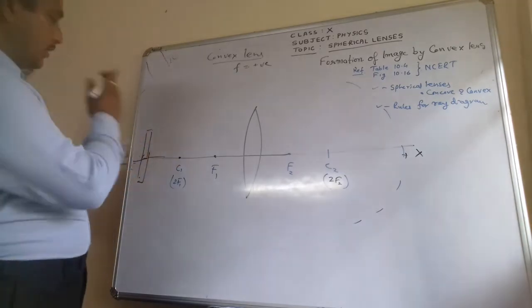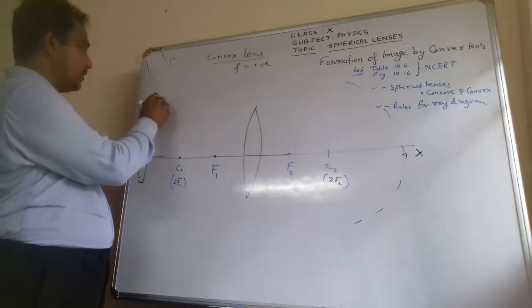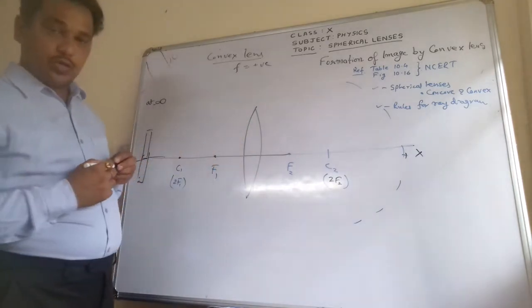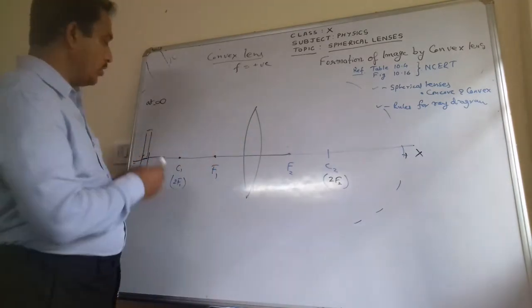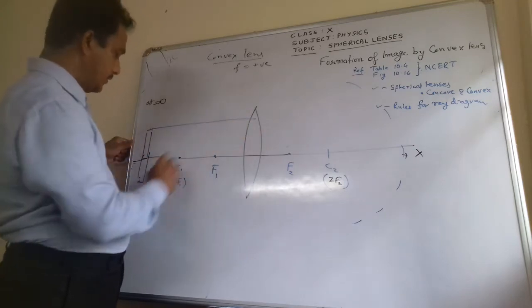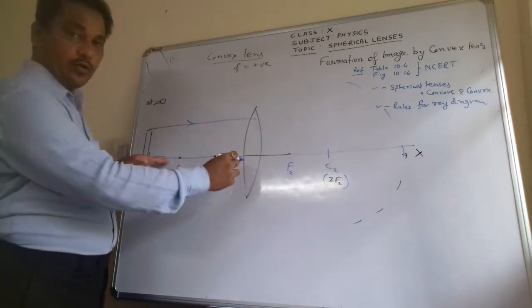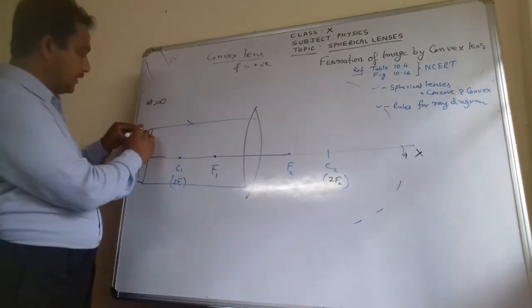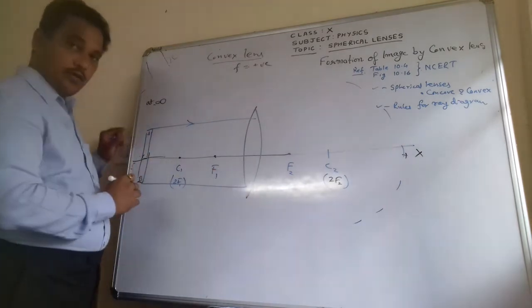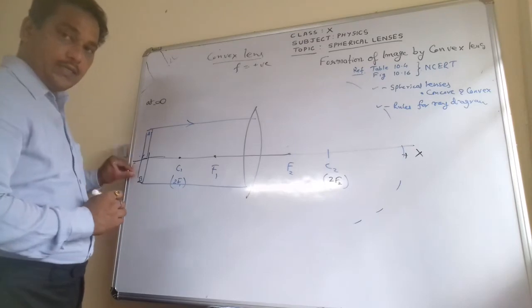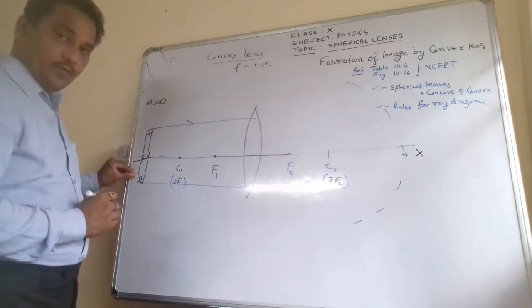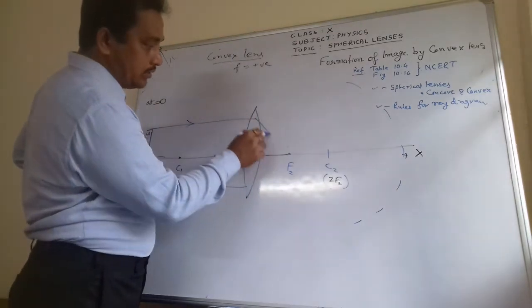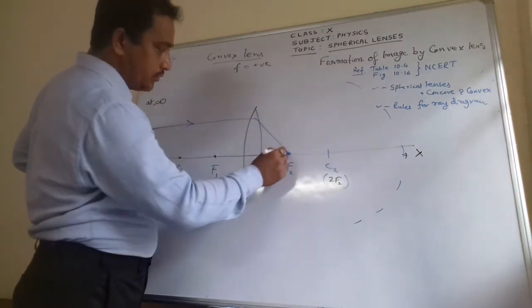It is very far, at infinity. When the object is placed at infinity, any ray parallel to the principal axis will pass through the focus. You are aware of it. So we will draw the ray diagram like this. This ray is passing parallel to the principal axis, and this is also parallel to the principal axis. The tip of the object AB, the top point is taken as A and the lower point is taken as B, for example. So this is the object, and the image will be formed at the focus.